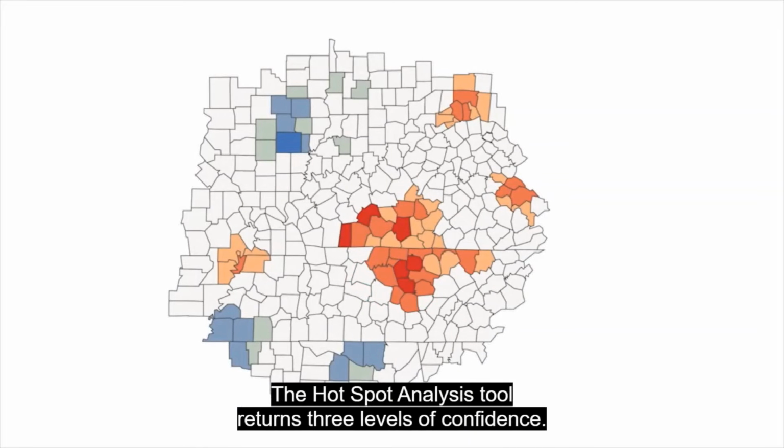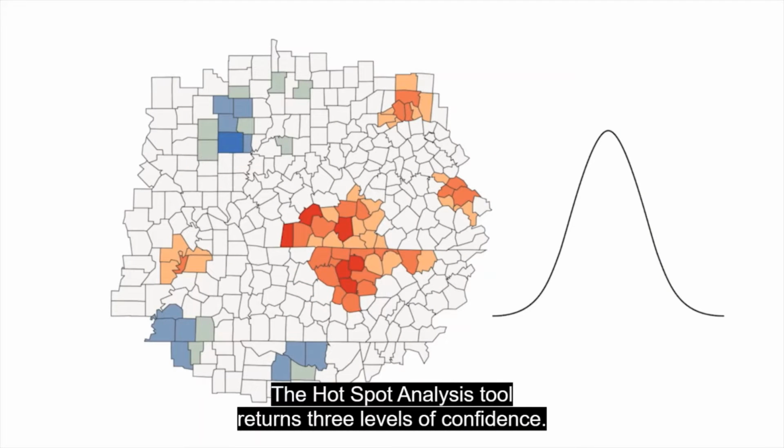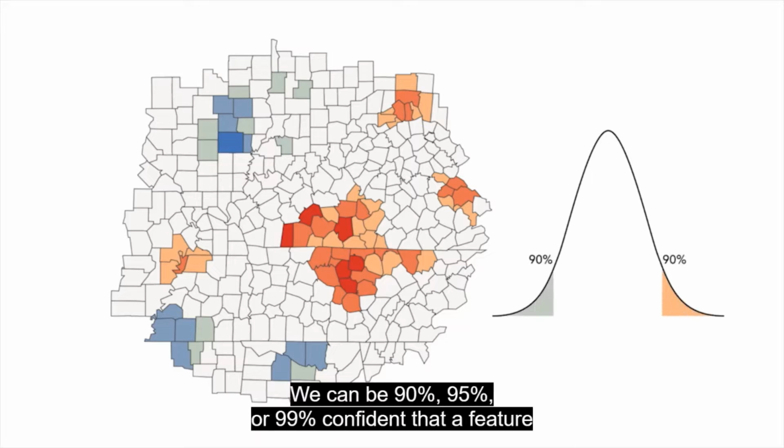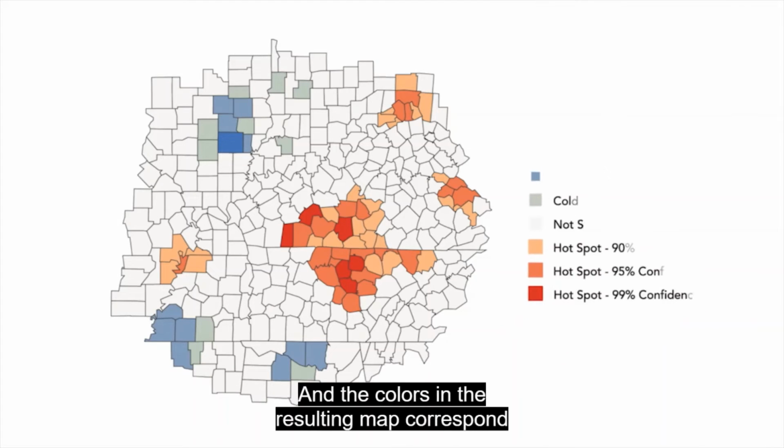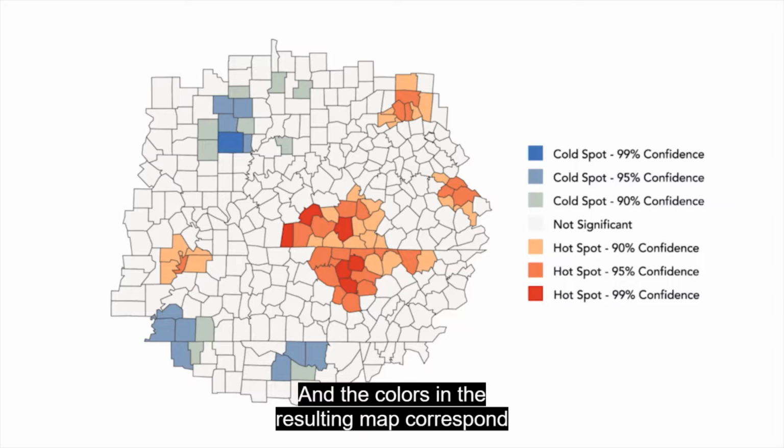The hotspot analysis tool returns 3 levels of confidence. We can be 90, 95, or 99% confident that a feature belongs to a non-random cluster of high values, a hotspot, or to a non-random cluster of low values, a cold spot. And the colors in the resulting map correspond directly to those confidence levels.